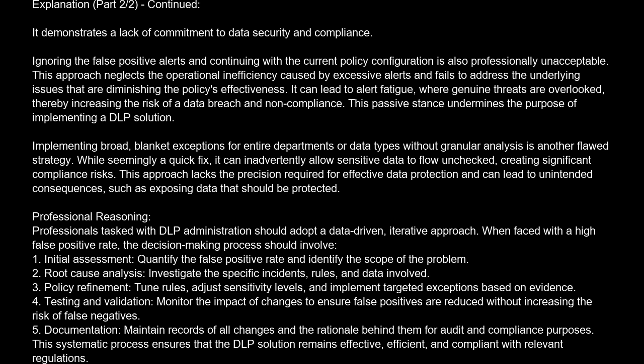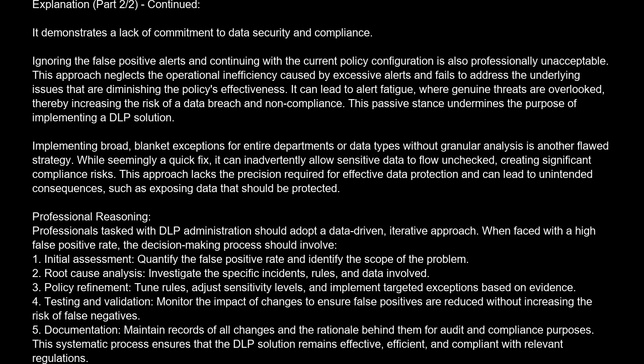Professionals tasked with DLP administration should adopt a data-driven, iterative approach. When faced with a high false positive rate, the decision-making process should involve: 1. Initial assessment: quantify the false positive rate and identify the scope of the problem. 2. Root cause analysis: investigate the specific incidents, rules, and data involved. 3. Policy refinement: tune rules, adjust sensitivity levels, and implement targeted exceptions based on evidence. 4. Testing and validation: monitor the impact of changes to ensure false positives are reduced without increasing the risk of false negatives. 5. Documentation: maintain records of all changes and the rationale behind them for audit and compliance purposes.